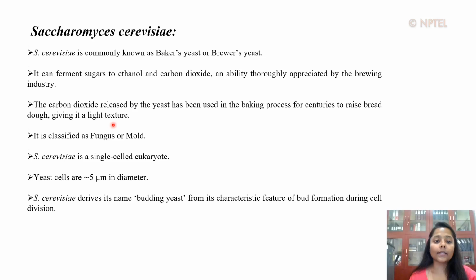Now coming to the scientific point of view towards S. cerevisiae. It is classified as a fungus or mold. S. cerevisiae is a single-celled eukaryote. Yeast cells are approximately 5 micrometers in diameter, which is between a bacterial cell and a human cell. S. cerevisiae also has another common name, budding yeast, and it derives this name from its characteristic feature of bud formation during cell division.